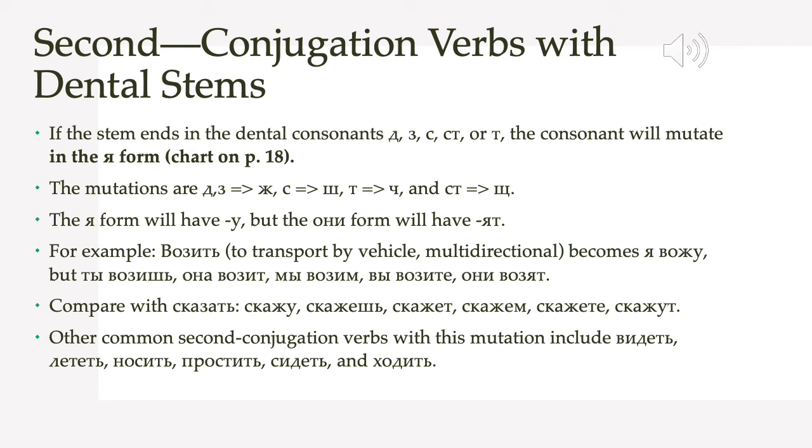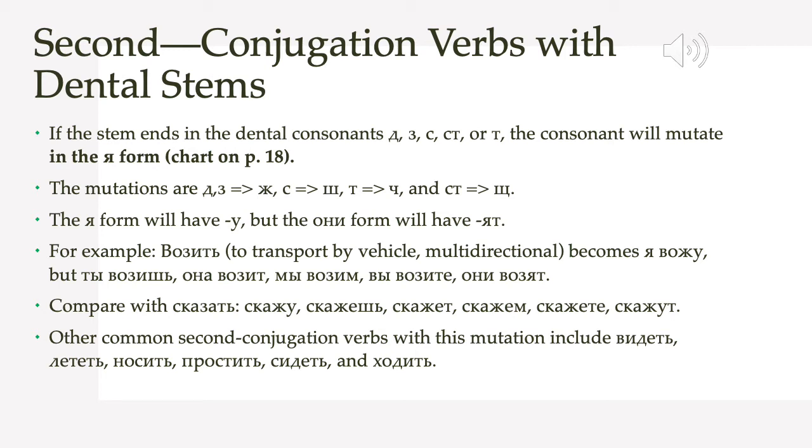In first conjugation verbs, if you remember verbs like писать or сказать, the mutations will be the same, but they will happen in all 6 forms of the verb. In second conjugation verbs, the mutation will only happen in the first person singular. It will only happen in the ya form. Let's do a quick review of those mutations. D and z are going to become zh. S is going to become sh. T is going to become ch. And st is going to become shch.